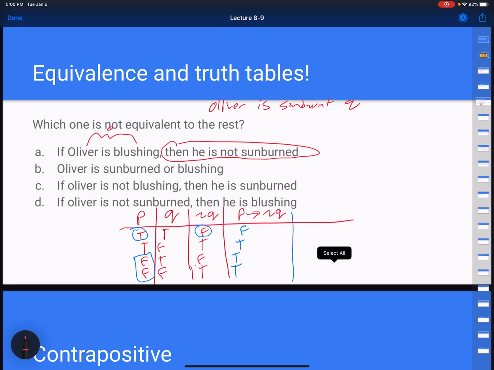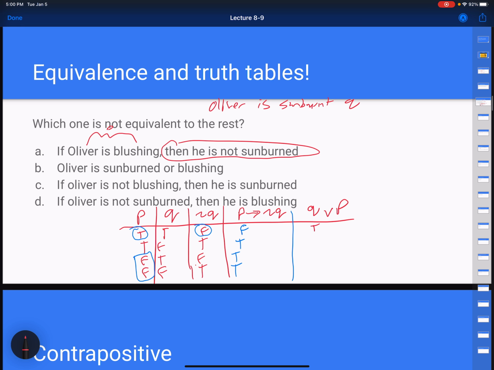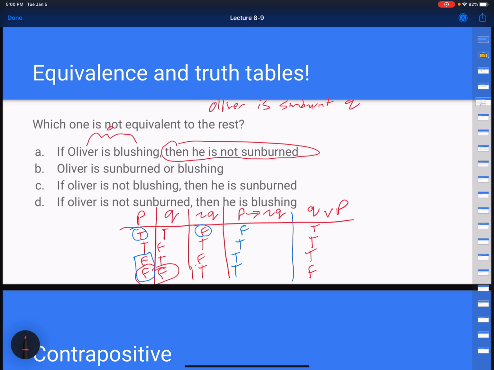B is Oliver is sunburned, which is Q, or blushing. So it's just Q or P. And what is Q or P? It's when either P or Q is true or both. So we have true, true, true. And in the bottom, they're both false. Q and P are both false, so we'll put F. So we already know that one of the first two is going to be wrong because they're two different answers.